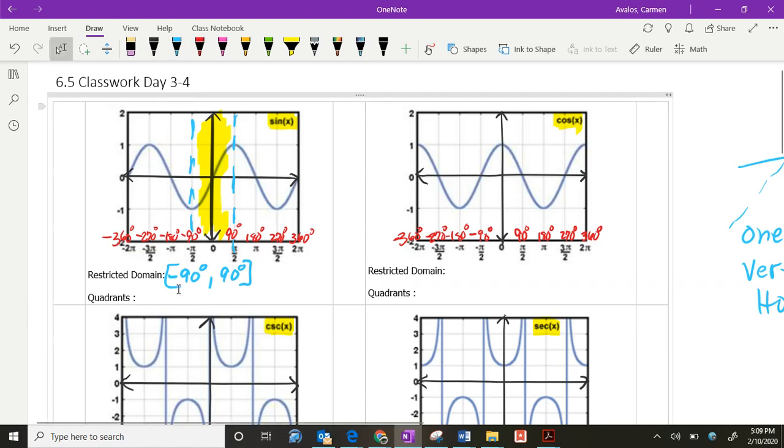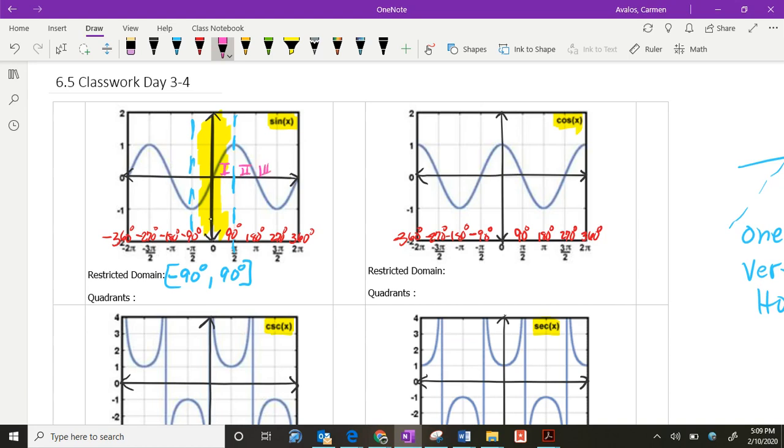What quadrants are they? Well, this is easy to see on the quadrants there. One of the ways to look at the quadrants is, from 0 to 90 on a unit circle is always going to be quadrant 1. From 90 to 180, that is going to be quadrant 2. From 180 to 270, that is going to be quadrant 3. And from 270 to 360, that is going to be quadrant 4.